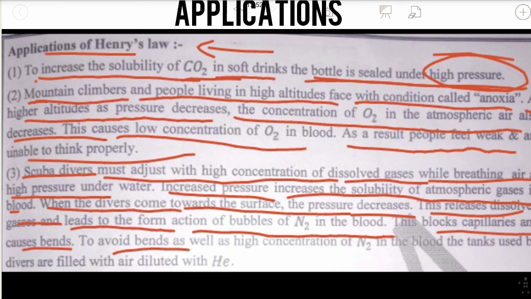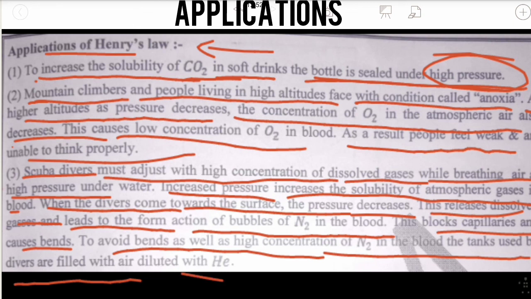To avoid bends as well as a high concentration of N2 in the blood, the tanks used by divers are filled with air diluted with helium. So to stop the blocking of capillaries and avoid bends, we must avoid a high concentration of N2 in the blood. Tanks used by divers are filled with air diluted with helium.